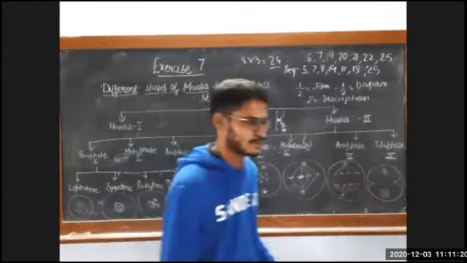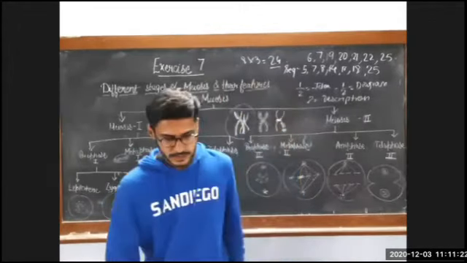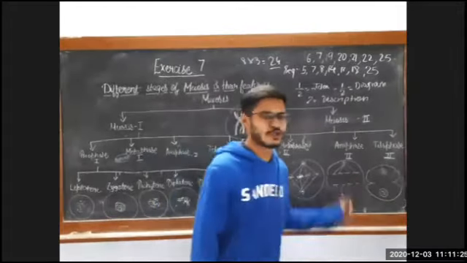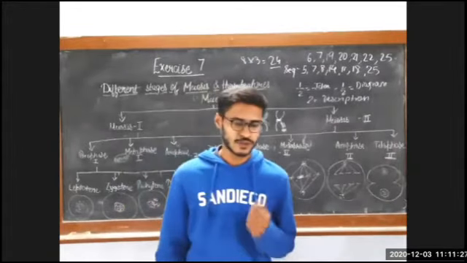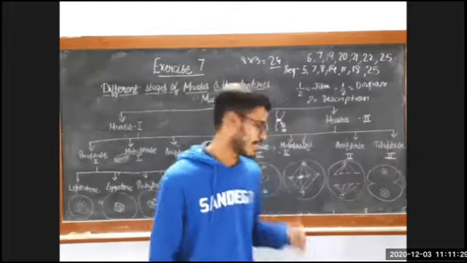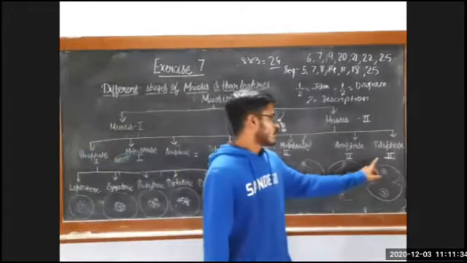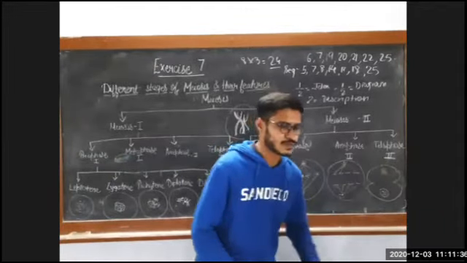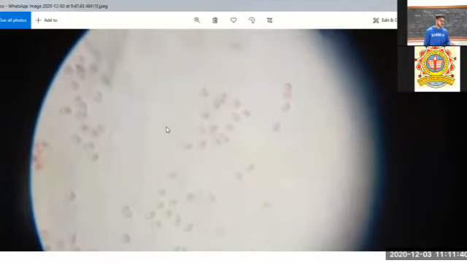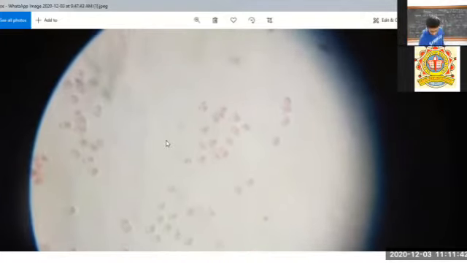Now, I'll show you the slide of pachytene, so you will get a clearer picture of what I'm telling you. Pachytene. So this is the picture of pachytene. We can see here how a tetrad is formed. So now we are done with anaphase.